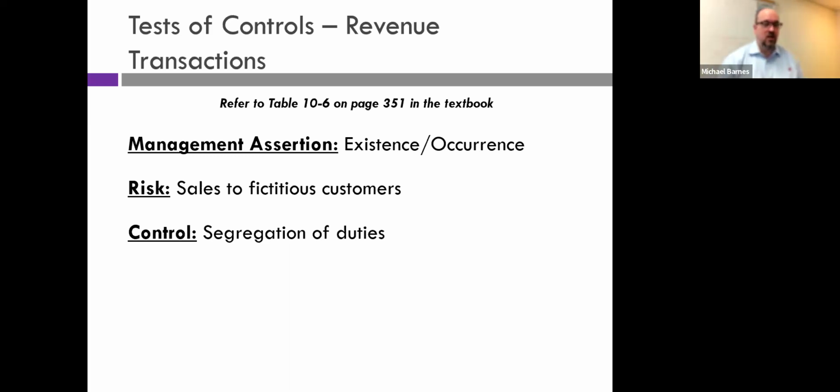So what are we going to do? We're going to check and make sure segregation of duties is in place. And this is probably not the only place that we can have segregation of duties, but this is the obvious one. I don't want fictitious customers being created. So the client says we have proper segregation of duties in place in this area. Now I have to test this as an auditor.